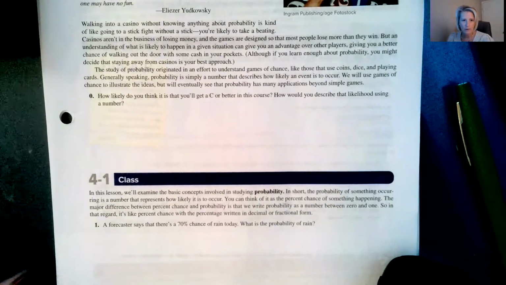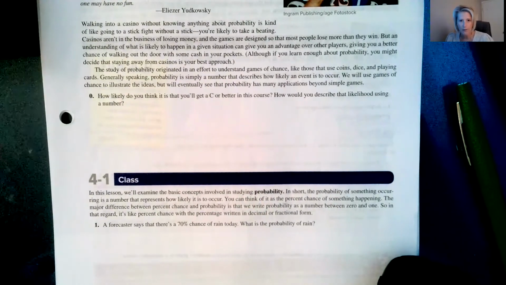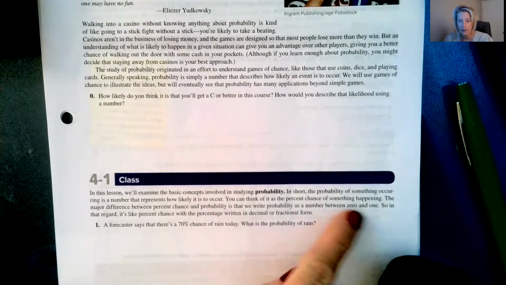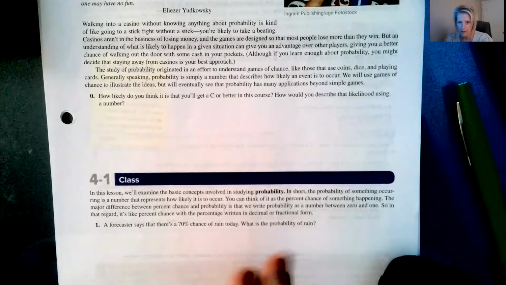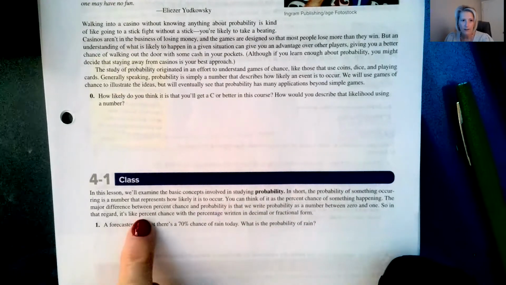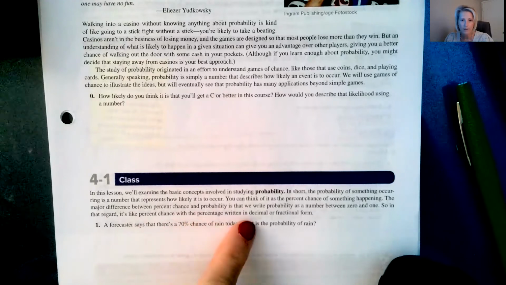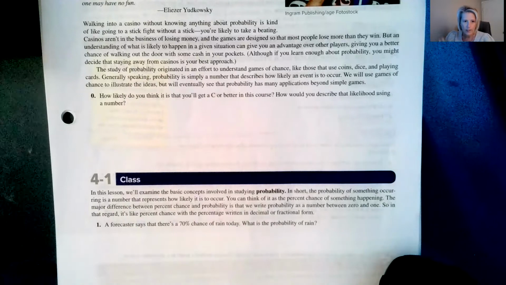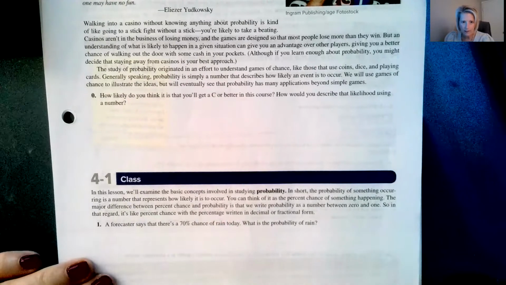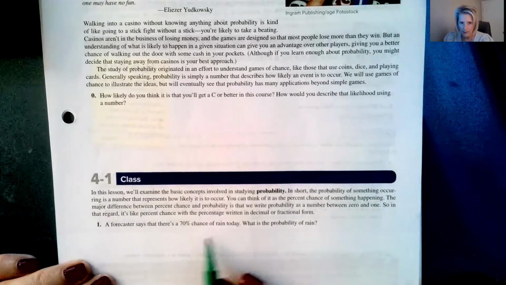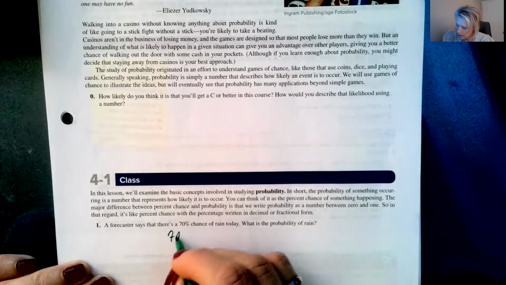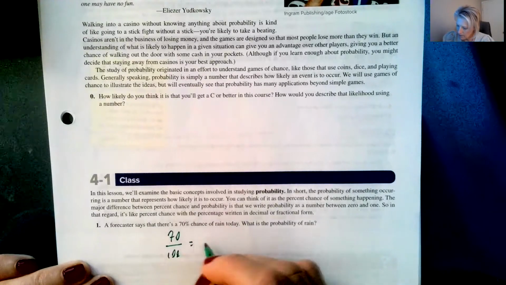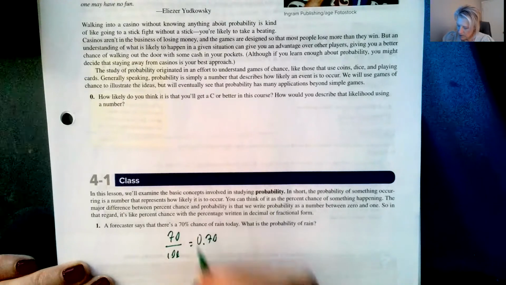The major difference between percent chance and probability is that we write probability as a number between 0 and 1. So like a decimal, we would think of it as. So in that regard, it's like percent chance with a percentage written in decimal or fractional form. So a forecaster says that there's a 70% chance of rain today. What is the probability of rain? So all we're going to do is write that percent in decimal form.